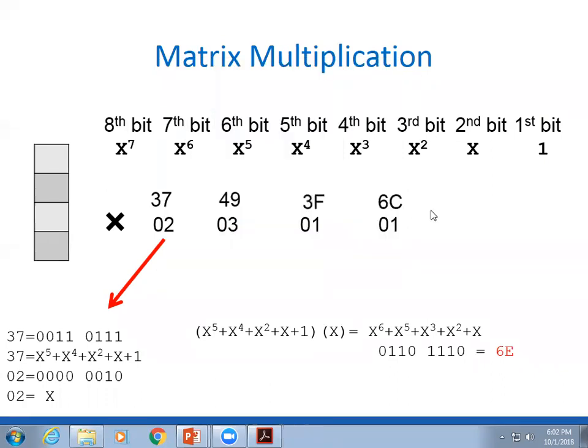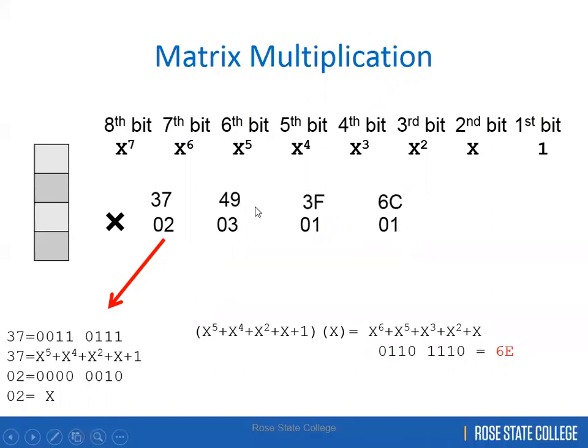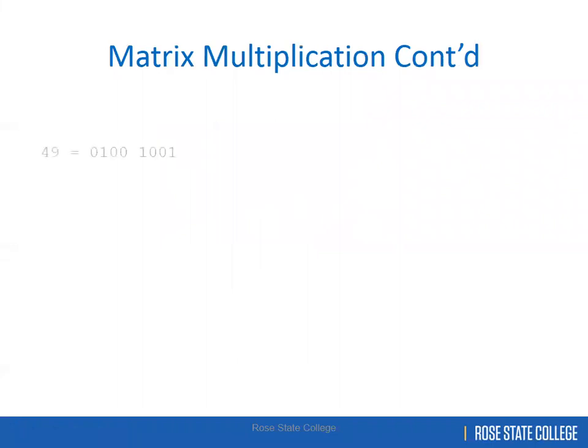Okay. So that's how we got the first value, the 6E. Actually, remember, that is just the 37 times 2. Then you got to do the same. Click back in here. Do the same thing for the 49 times 3.